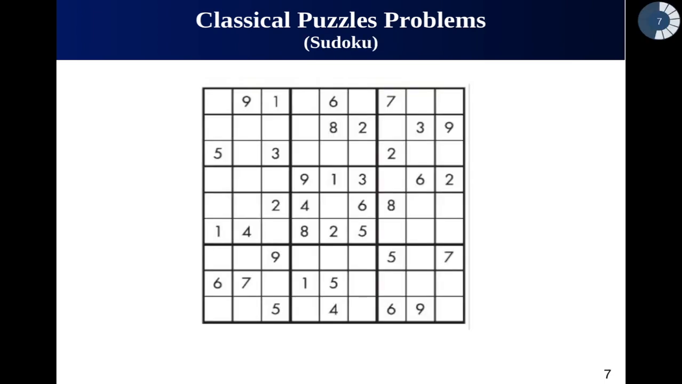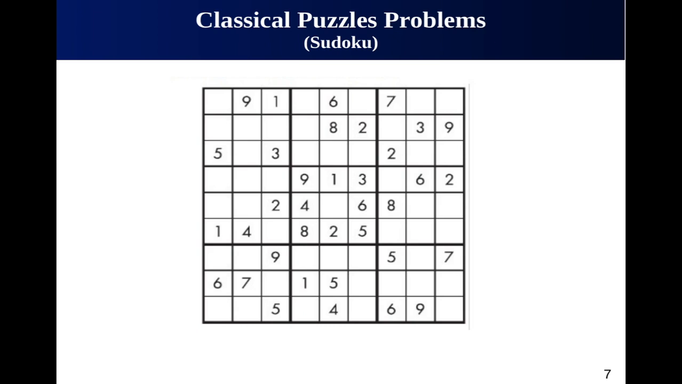Another classical problem is that of Sudoku, which is very common in newspapers and magazines, and this is actually a logic-based number placement puzzle. For example, we have a grid over here. I think the grid is 9 by 9, and the grid is partially filled with single digits from 1 to 9. So the game is like this.